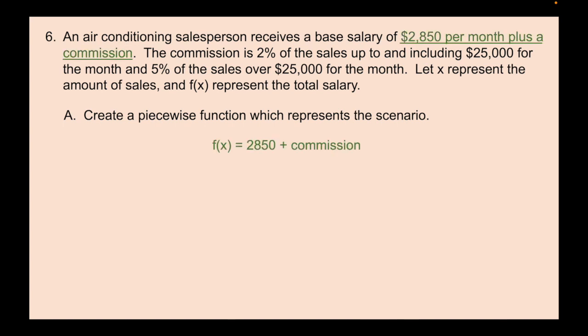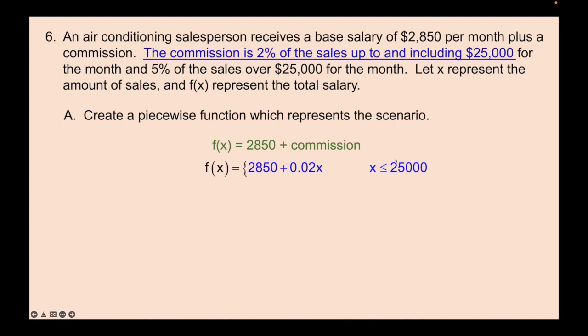And so for this, again, if we know that our two conditions are going to surround this $25,000, one of the conditions is going to be when x is less than or equal to $25,000. And so since this person is going to make $2,850 plus commission, it's $2,850 plus. The commission is 2%, so we're going to think of that as 0.02 times whatever the sales are, and that's why we've got an x with that.